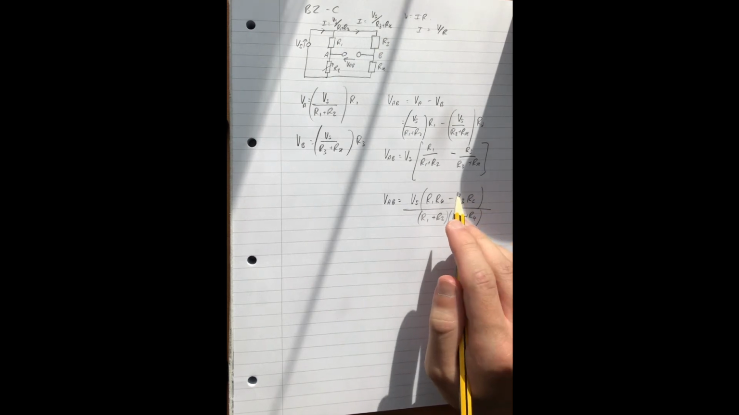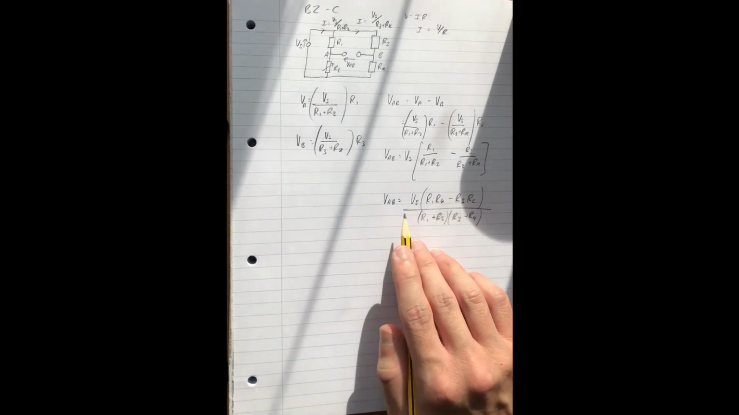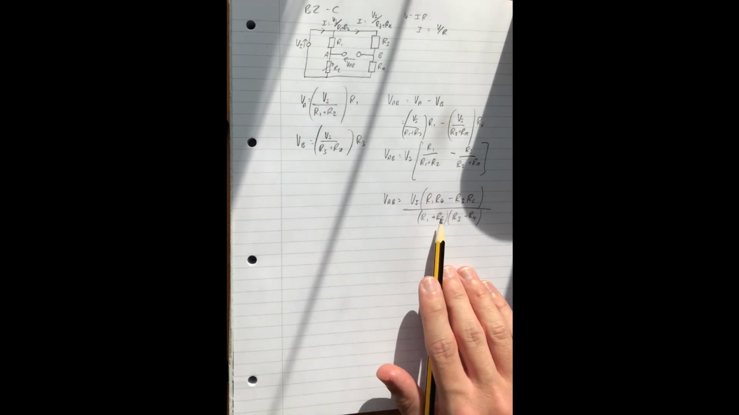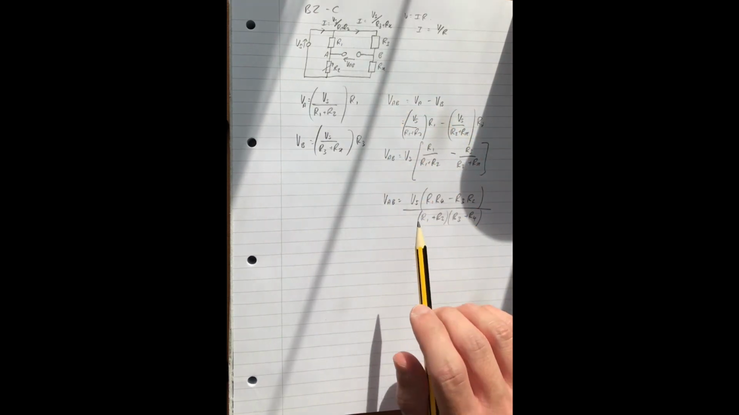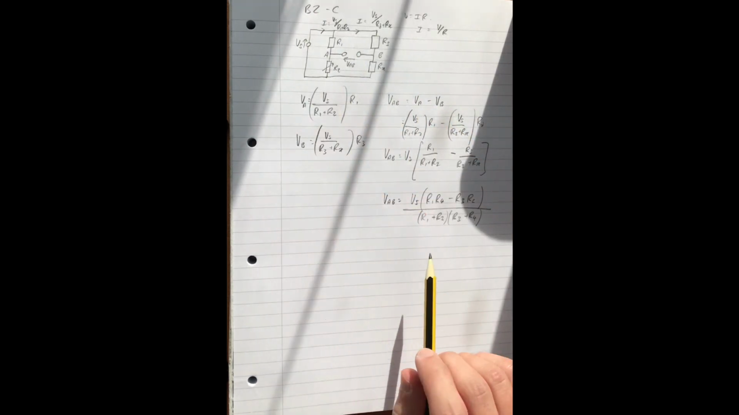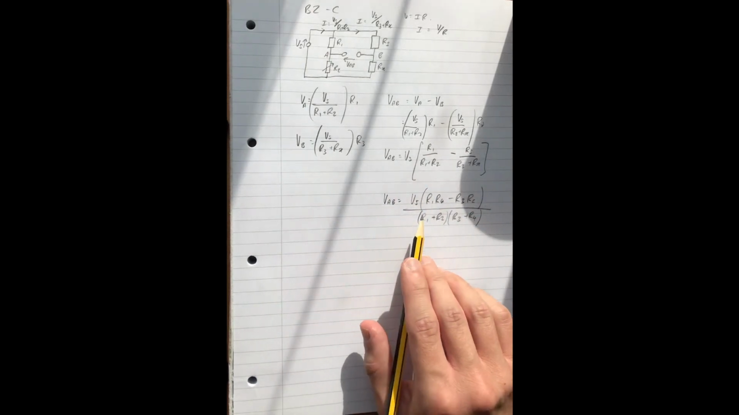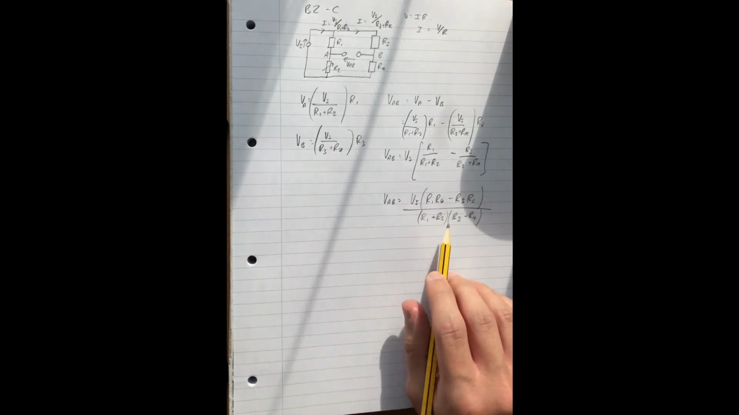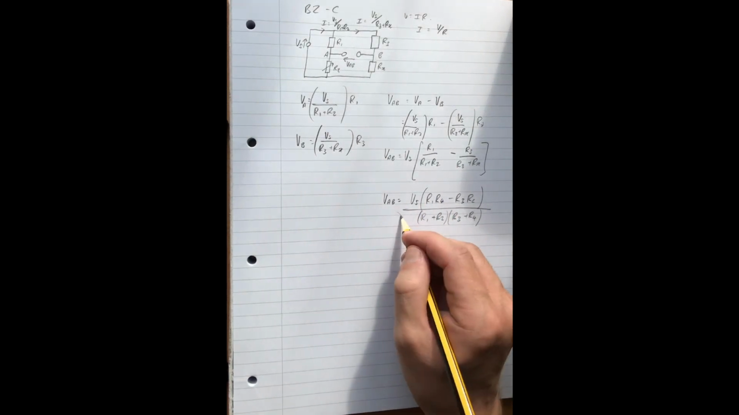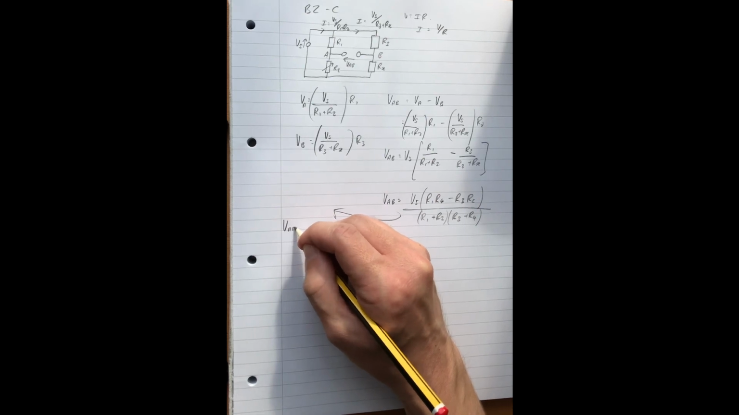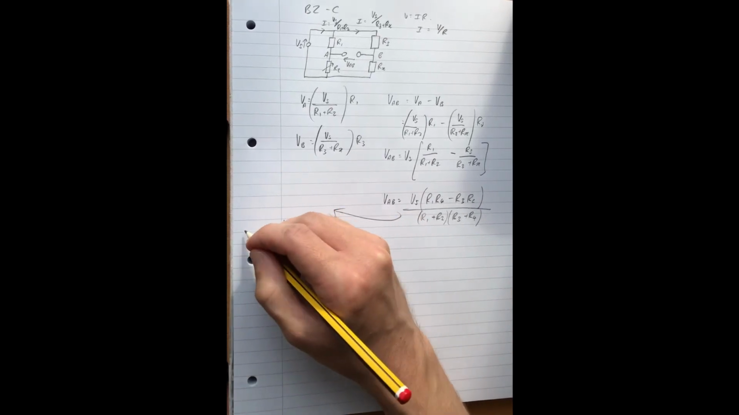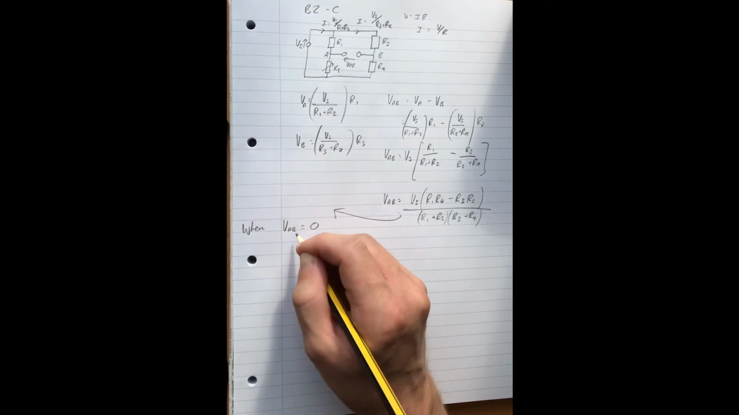Now we can say that when the Wheatstone Bridge is balanced, i.e. VAB will be 0, at that point we should be able to determine a value for Rx based on R1, R2 and R3, R2 here again being the variable resistor. So for the bridge to be balanced, we're going to set VAB equal to 0.